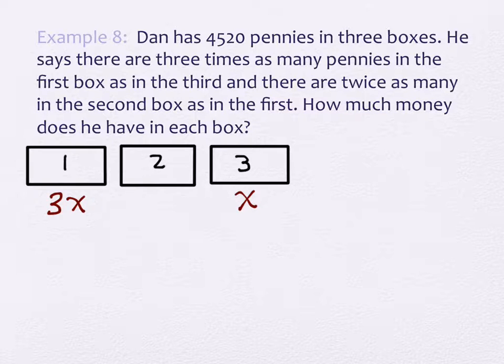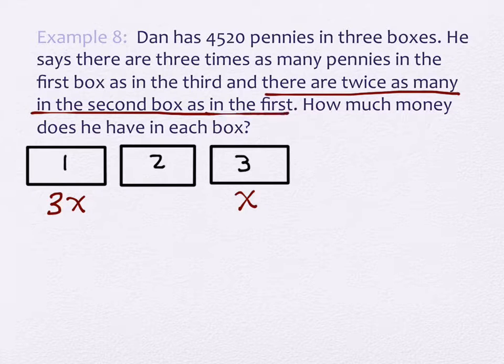All right, then it says, and there are twice as many as in the second box. Excuse me, as in the first. Yeah, it would actually be 2 times the 3X, right? Because it's supposed to be twice as many as in the first box. So this actually ends up giving me 6X, yeah? Okay. Now that I've got the relationship established using variables, what would I do?